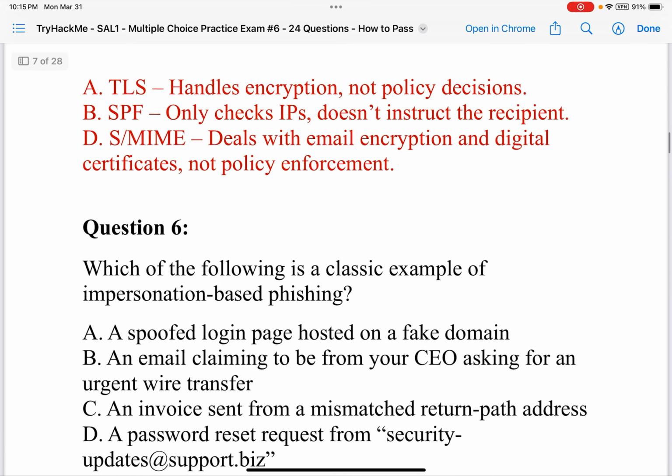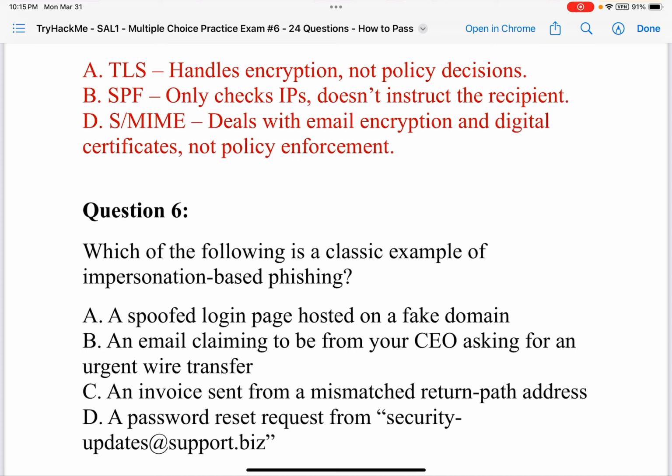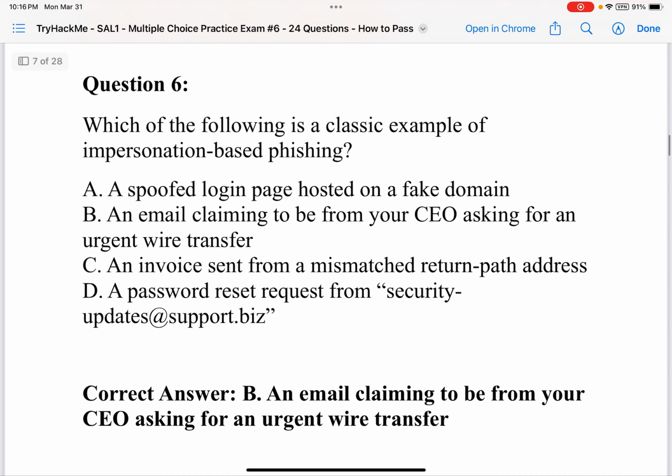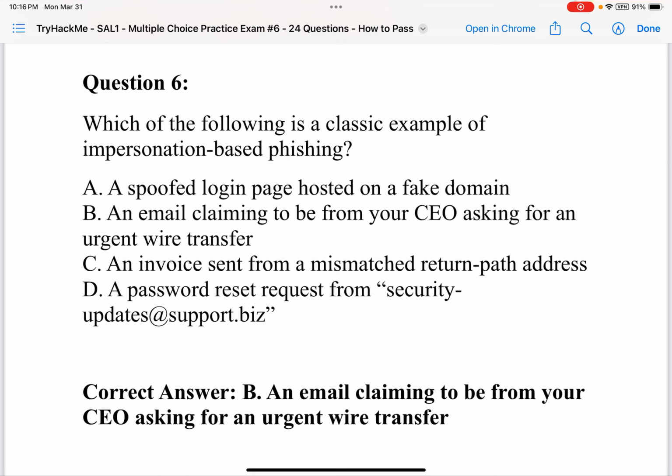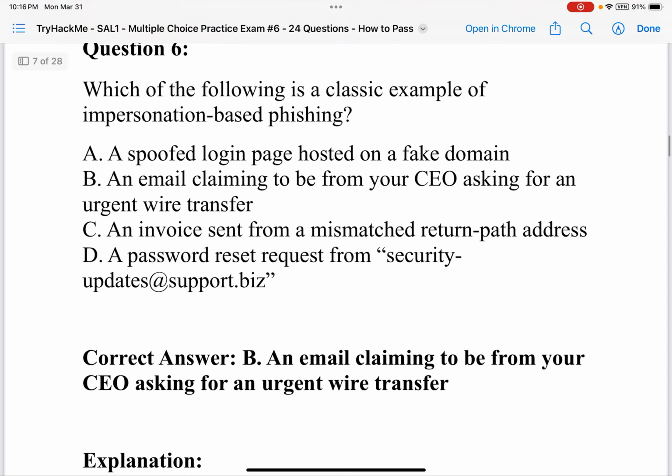Question number 6. Which of the following is a classic example of impersonation-based phishing? A, a spoofed login page hosted on a fake domain. B, an email claiming to be from your CEO asking for an urgent wire transfer. C, an invoice sent from a mismatched return path address. Or D, a password reset request from security-updates@support.biz. Correct answer, B, an email claiming to be from your CEO asking for an urgent wire transfer.